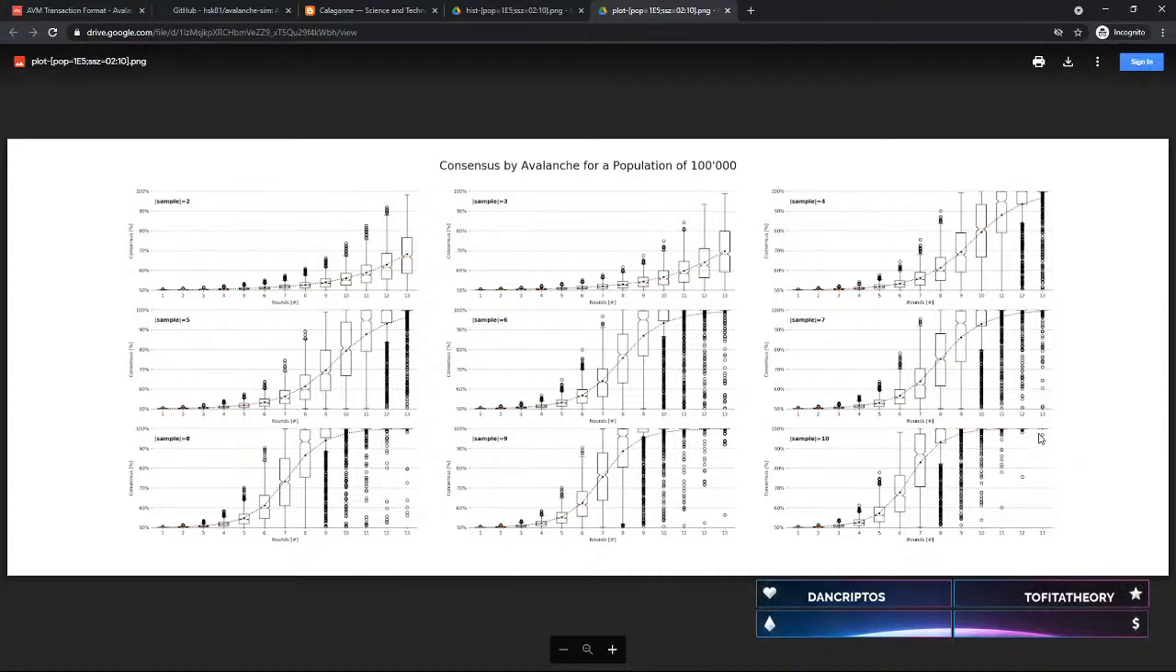This outlier around 13, this is a big deal. We don't want any outliers. That's the point of consensus. We want to reduce this all the way up. So if you add more rounds to this, the chance of this little circle happening goes away.